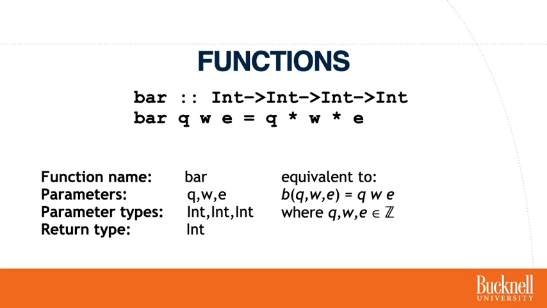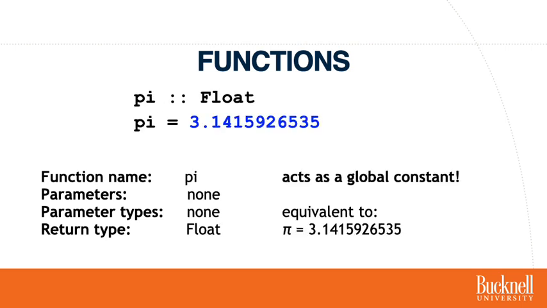Here's another example of a function. This is bar. It has the parameters q, w, and e, and each of those have the type Int, and it returns an Int. It's equivalent to a function b here that takes q, w, and e and calculates the product, where q, w, and e are elements of integers. Some functions don't have any arguments. These are constants. Here we have pi. It returns a floating point number, and it returns specifically the floating point number for pi.